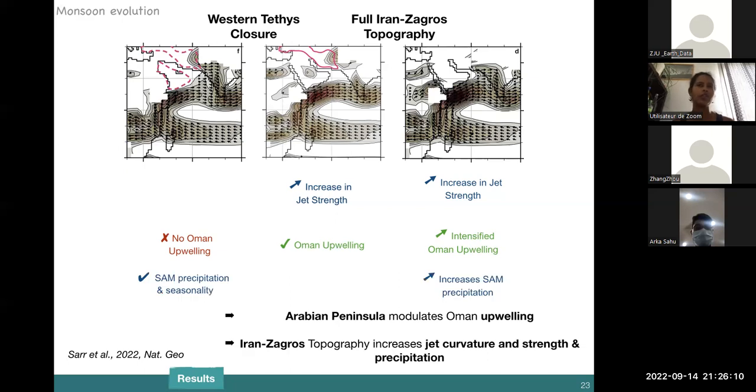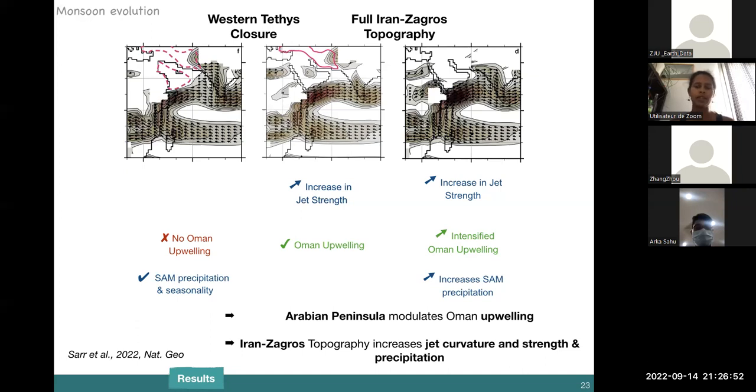Then looking at precipitation, what I do see in those simulations is that in a configuration with no Oman upwelling and the Tethys Seaway open, I have strong seasonality of precipitation. Then if I close the seaway, triggering upwelling, I keep the same precipitation in South Asia, thereby showing that there is a decoupling between the upwelling activity and the response of precipitation. Then if I increase the Iran-Zagros topography, I intensify the upwelling at the same time as intensifying the South Asian monsoon precipitation.